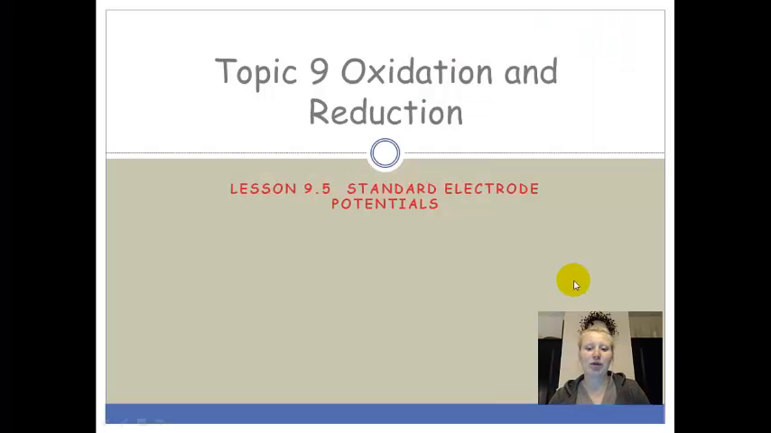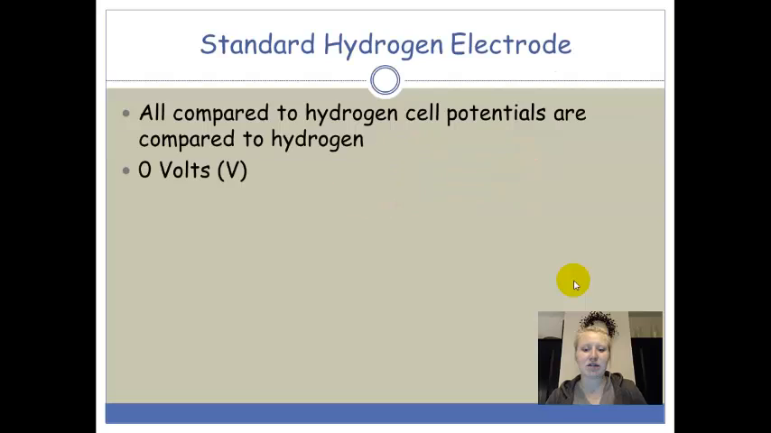This is lesson 9.5, standard electrode potentials. So the standard hydrogen electrode is what all cell potentials, or the potential to do work, or the voltage, are based on. So they're all compared to the hydrogen electrode. And the hydrogen electrode is given a cell potential of 0 volts.